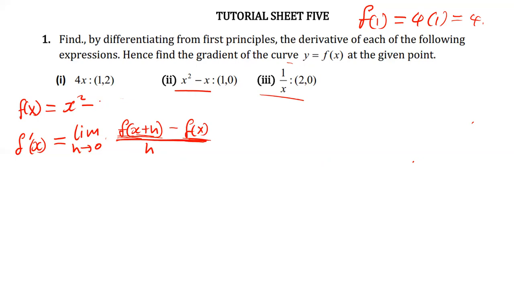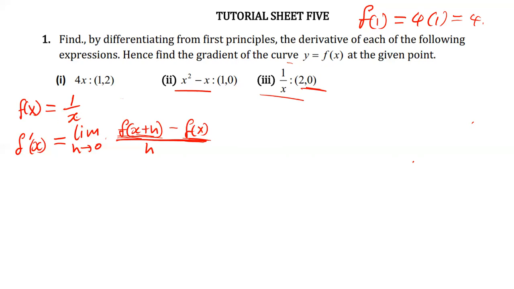So we have 1 over x. Okay, so f of x is equal to 1 over x. And then they want us to find the gradient at this point. So we do the same.